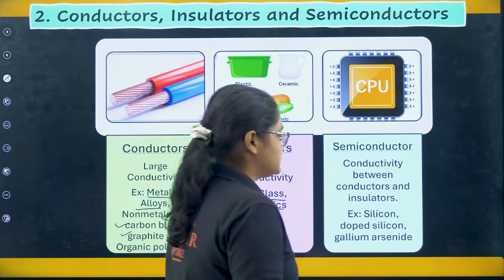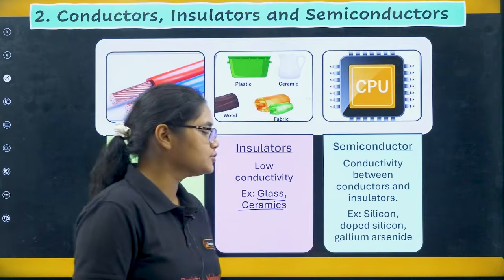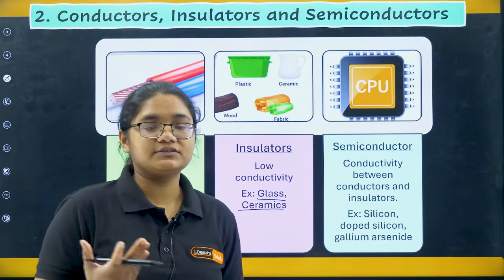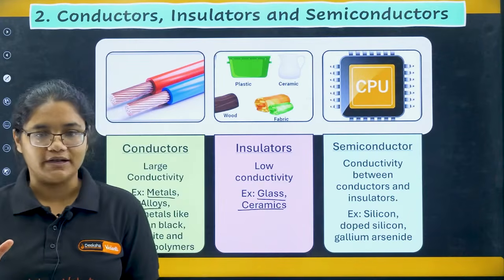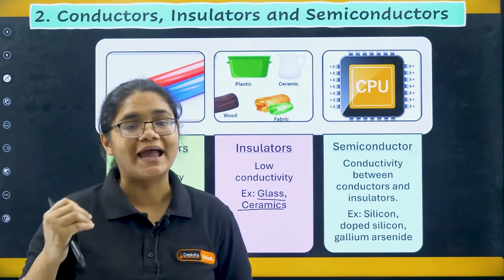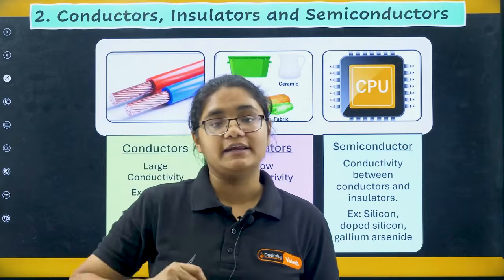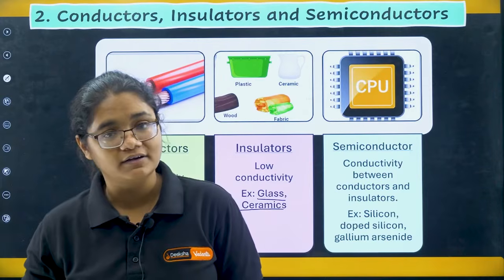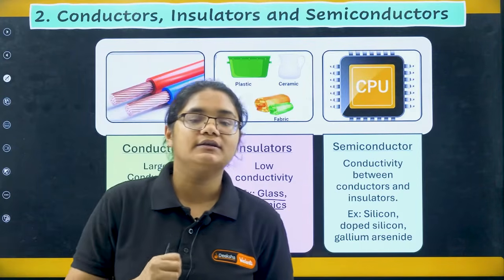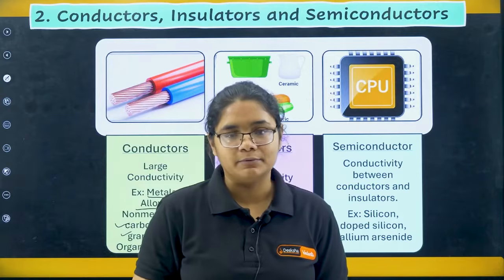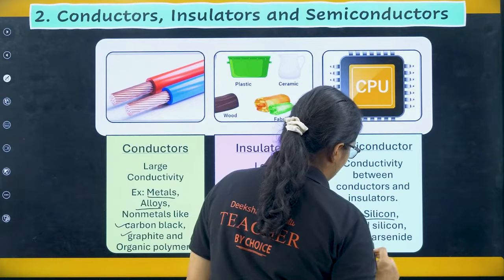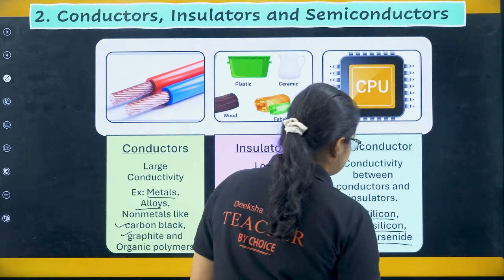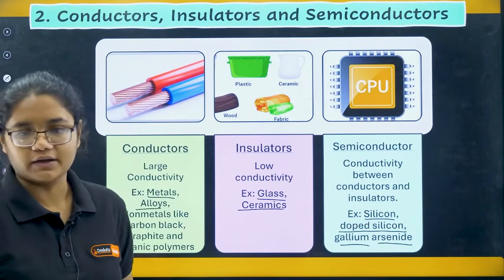Next we have semiconductors. These are those substances which have conductivity between insulators and conductors, meaning they are not very high conductors like conductors, nor very poor conductors like insulators. They lie somewhere in between, and examples here are silicon, gallium arsenide, and doped silicon. These are examples of semiconductors.